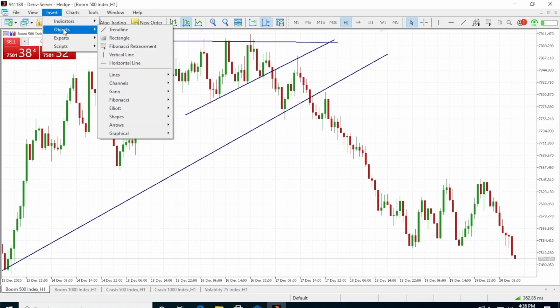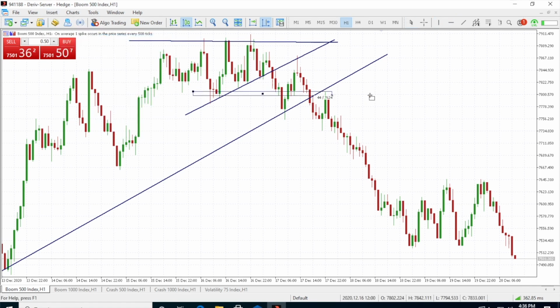So let's draw a rectangle here at this level. At this level we have a rejection, so I'm going to consider this. We can also extend our box to the left, because we have a wick here, we have a reversal here, we have a rejection here. So 3 times the market got rejected. First one here, second one here, and third one at this level. So this means this box is a valid support.